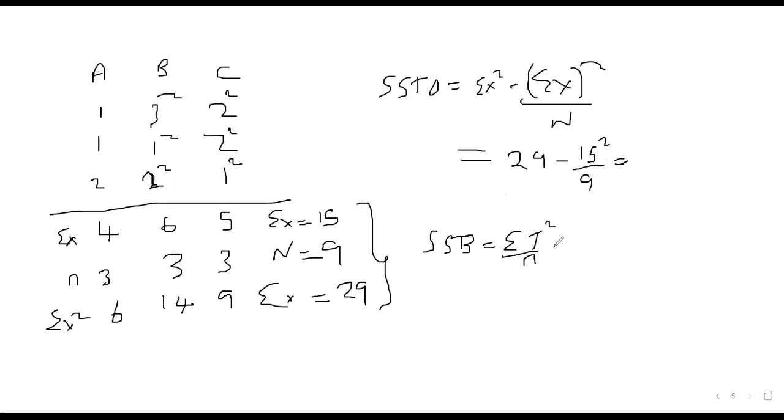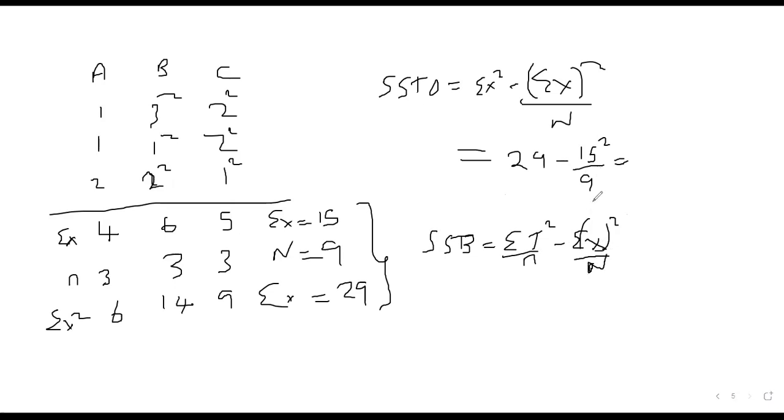The final answer is 25. What is 15 squared over 9? It's 25, the final answer. Okay.